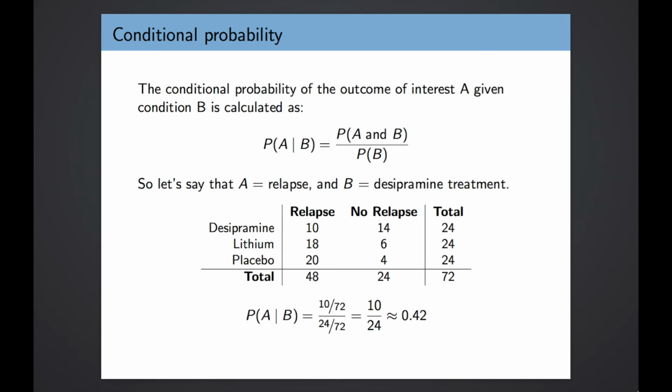If A is equal to relapse and B is equal to being treated with desipramine, we calculate the conditional probability of relapsing conditional on having received the desipramine treatment as the proportion of the patients who were treated with desipramine and relapsed over the proportion of patients who were treated with desipramine overall. That's 10 over 72 divided by 24 over 72, which simplifies to 10 over 24, or about 42%. So of the patients who were treated with desipramine, about 42% of them relapsed.